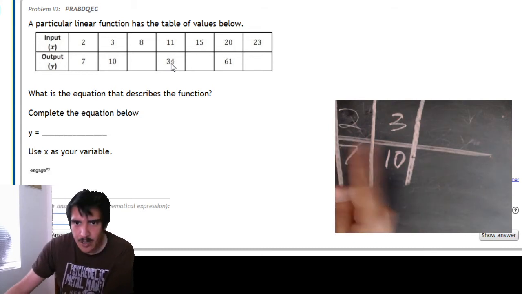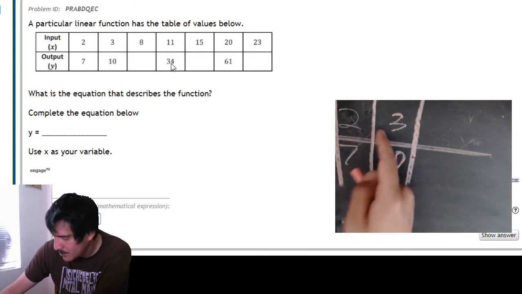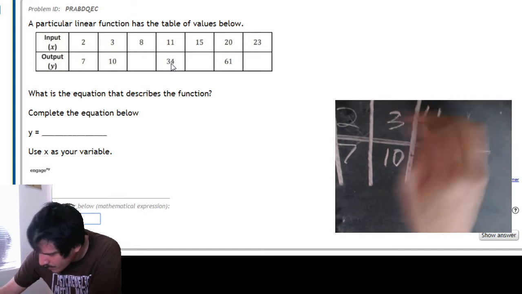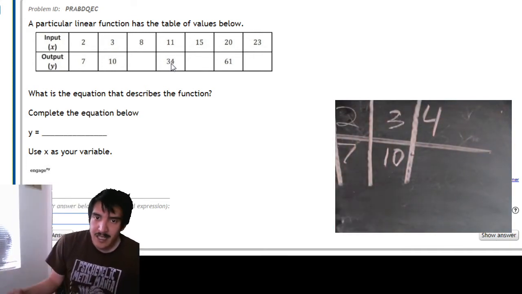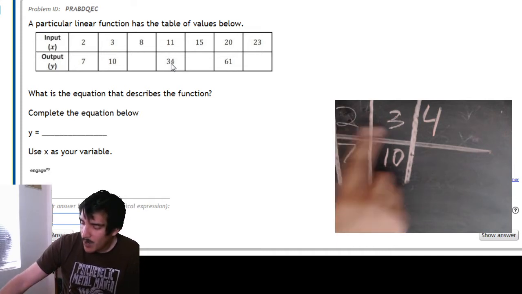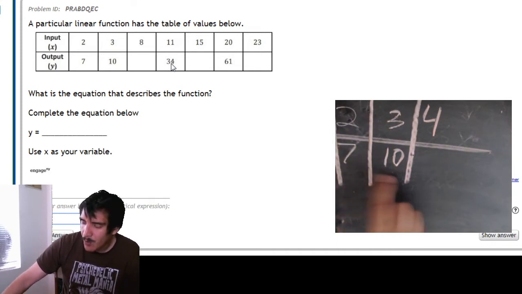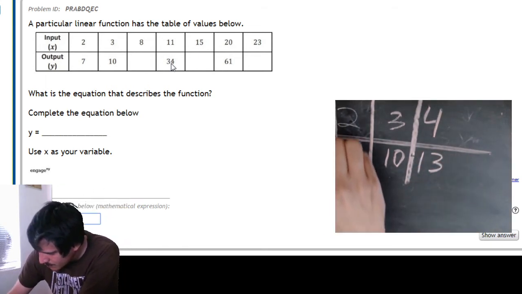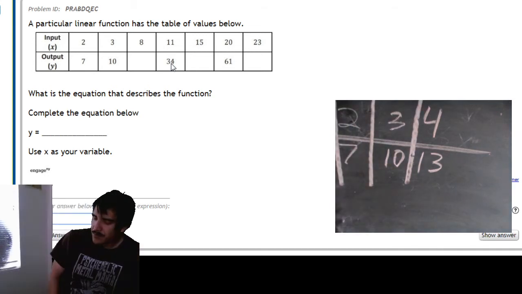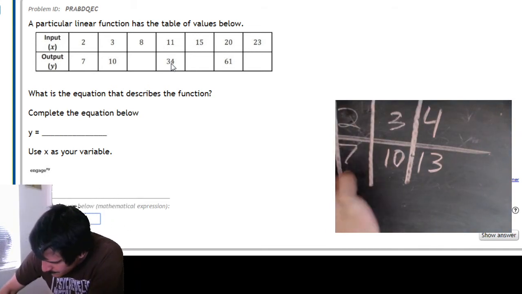So on the x row, we're counting by ones, right? 2, 3, 4. Maybe I'll put a 1 there. So we have 1, 2, 3, 4. So we're counting by ones here. And every time we count by 1 here, how much are we counting by on the y's? Well, it looks like on the y's we're increasing by 3. So I'm going to fill in the blanks like such.